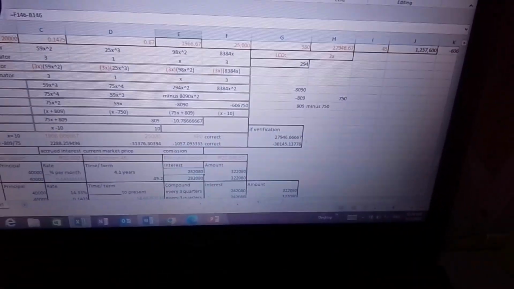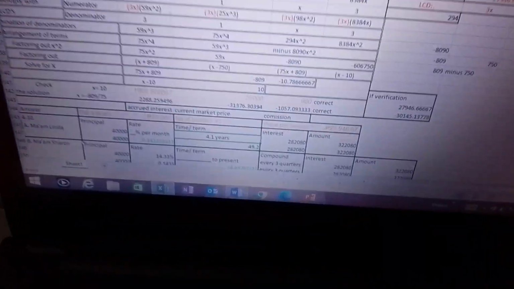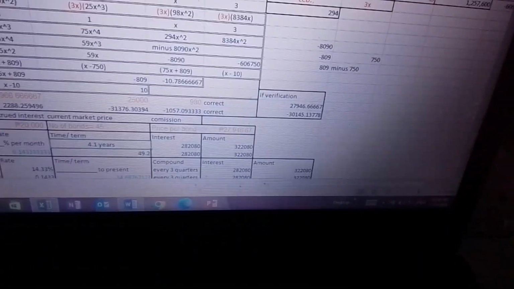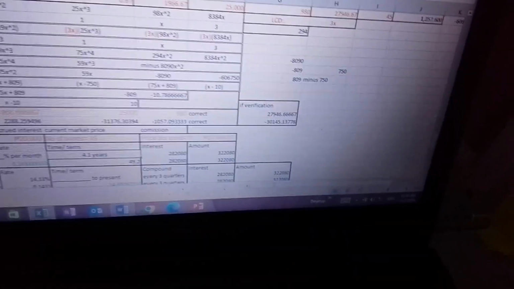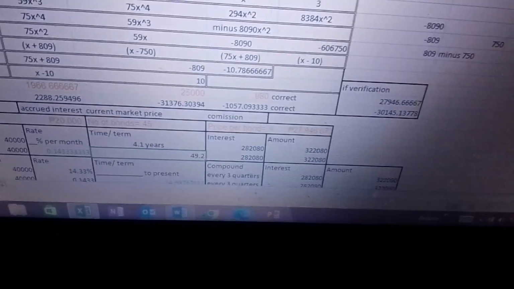And then our time is 4.1 years. But we want our conversion to be in months, since our interest rate is charged in months. So we need to convert that into months, and that is 49.2. How did we get that? One year is worth 12 months. Multiplying 4.1 by 12, we get 49.2.